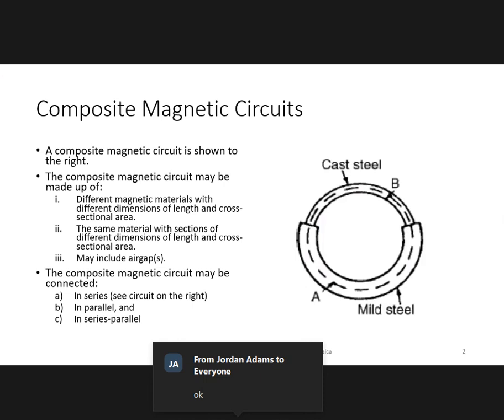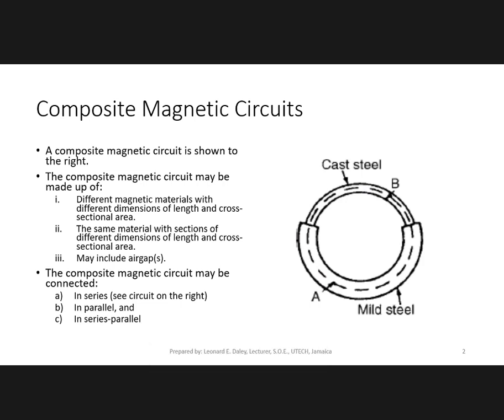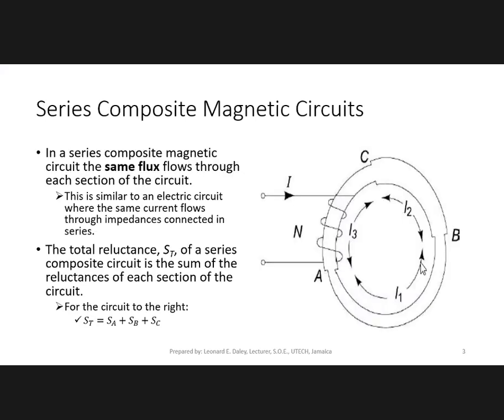All right, so the circuits can be series or parallel. Another series circuit is shown here, and this one has three parts, part A, part B, and part C. Again, the same flux would be flowing through all of the material, so that makes it a series circuit.